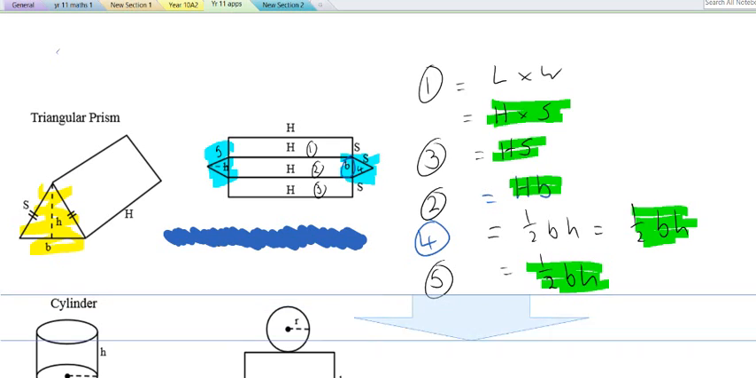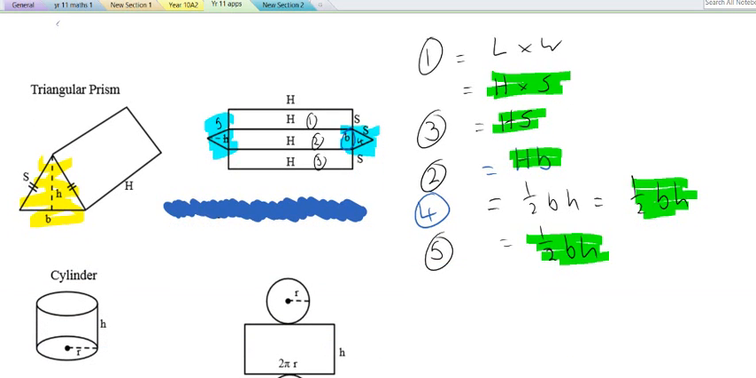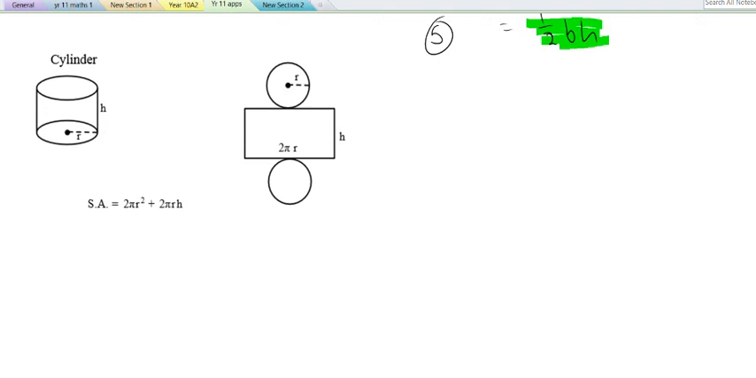Alright, now you were asking how we would choose or draw a net for different shapes. Below I've got some examples of other shapes. So for example, the cylinder is made up of a rectangle and 2 circles.